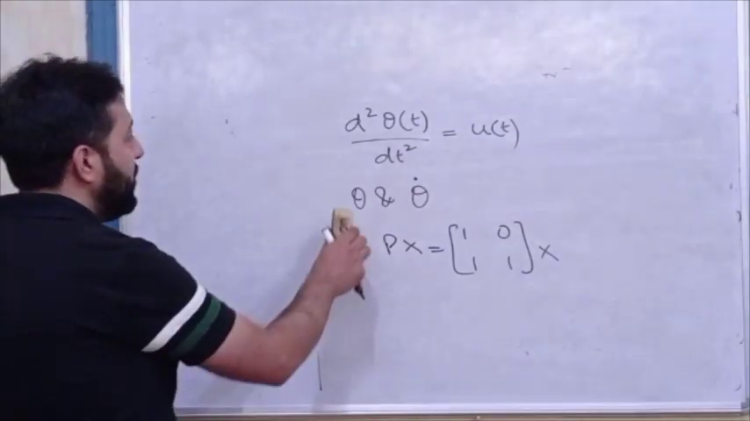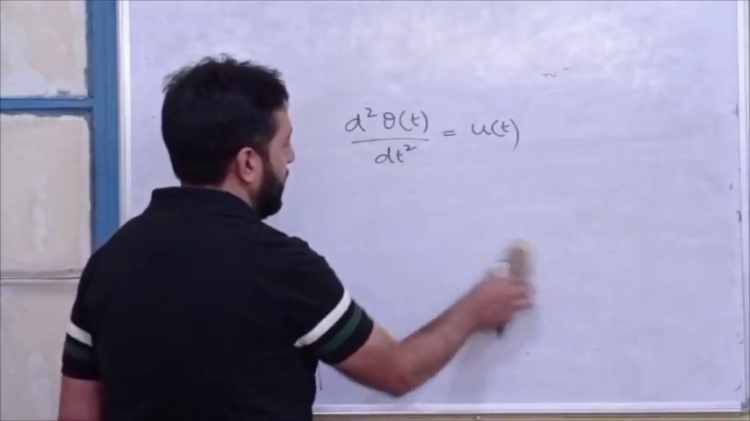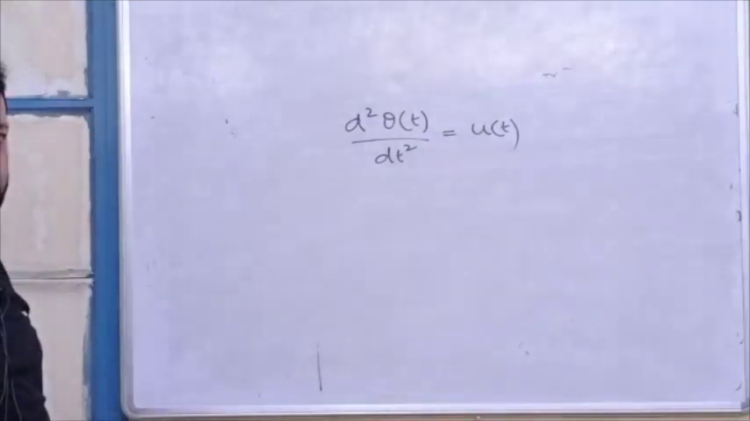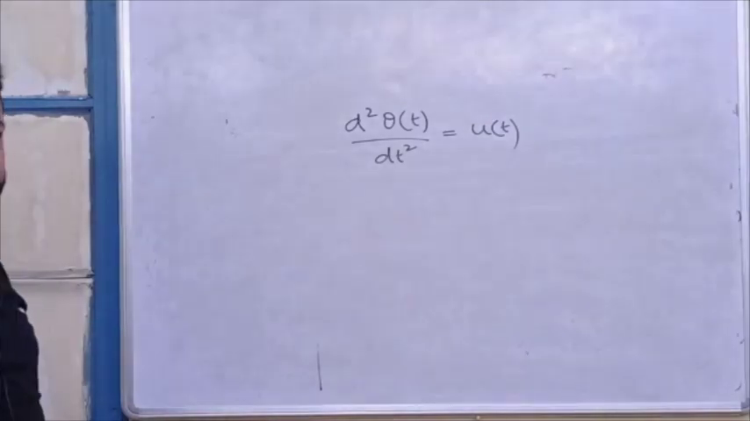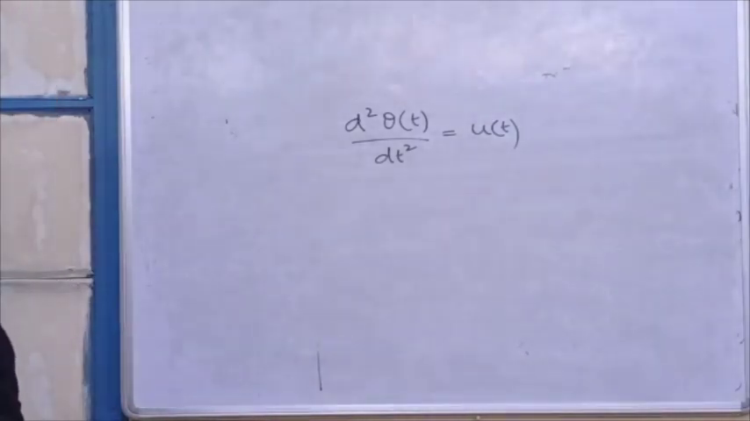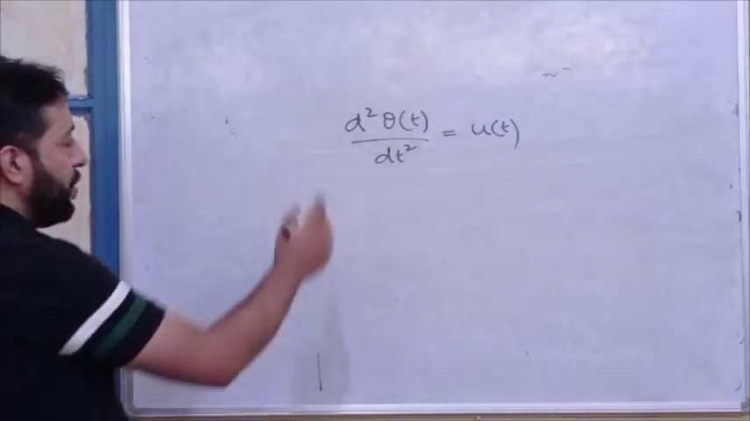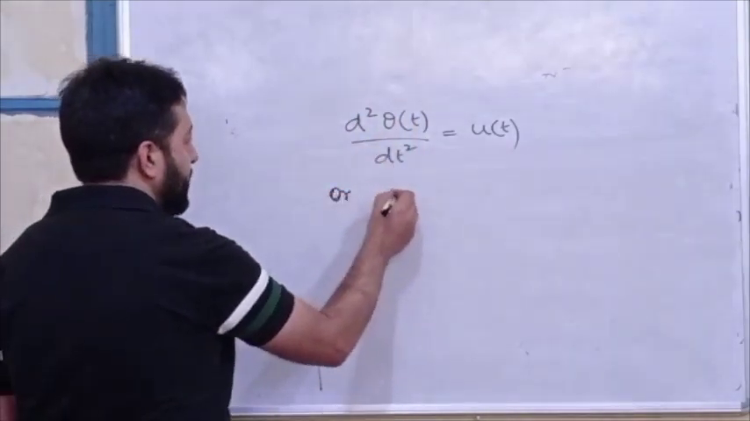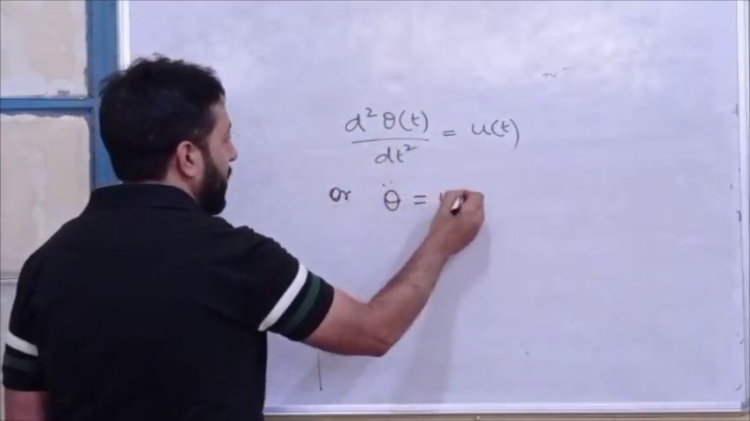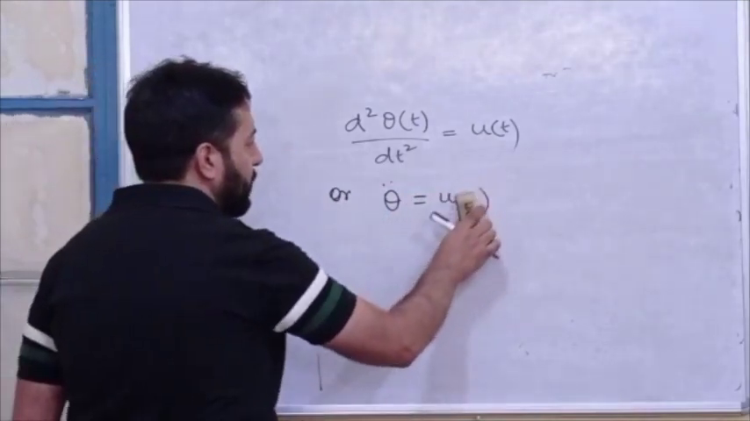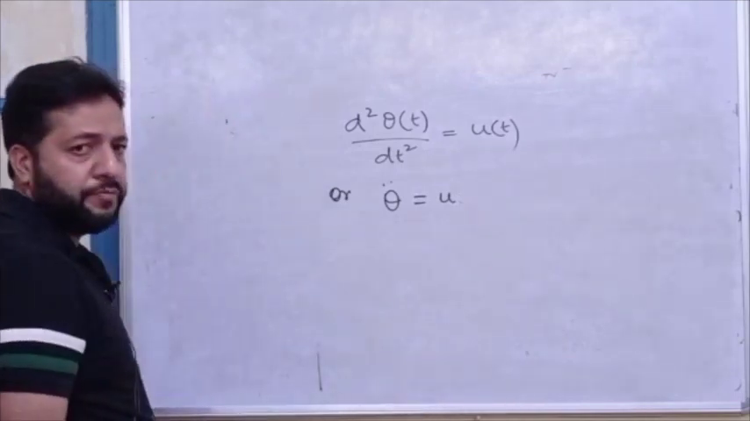Ye hame differential equation model diya hai system ka. D square theta t upon dt square equal to ut, a very simple model. First we have to obtain its state model, and the question is telling that you take the state variables as theta t and theta dot t. तो हम इसको ऐसे करेंगे, देखो ये डी स्क्वायर थीटा टी अपॉन डी टी स्क्वायर, इसको हम शॉर्ट में ऐसे लिख सकते हैं, थीटा डबल डॉट इक्वल टू यू.